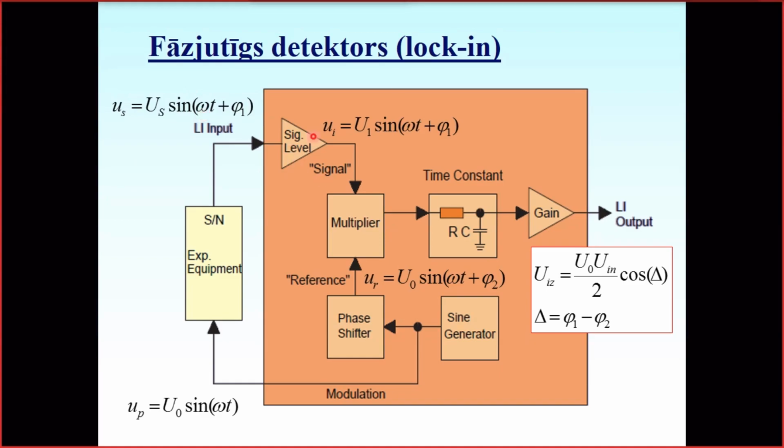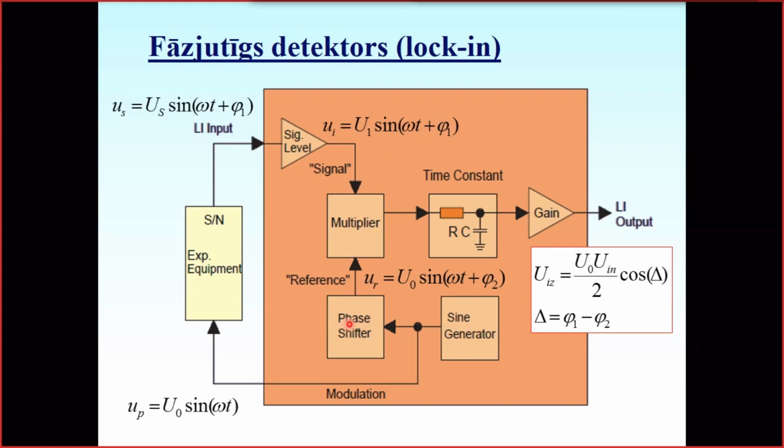So what happens next? The lock-in usually includes just a usual AC amplifier, which amplifies everything together. The goal of this first amplifier is just to bring the signal to a certain level, because the signal may be very low. So we amplify it with a broadband AC amplifier, and both the useful signal and the noise will be amplified. Then the signal is mixed with a reference signal from the sine generator.